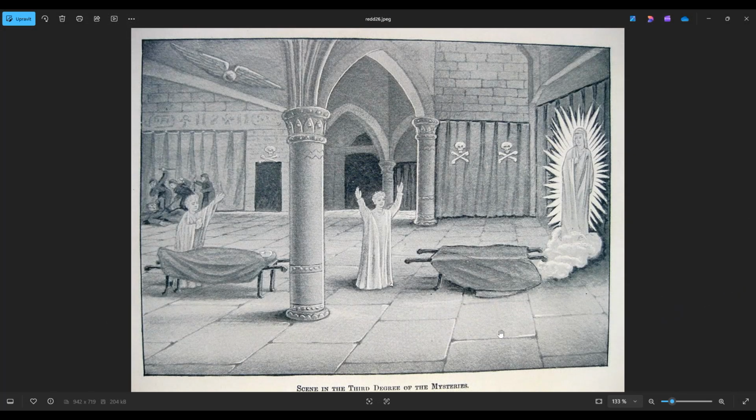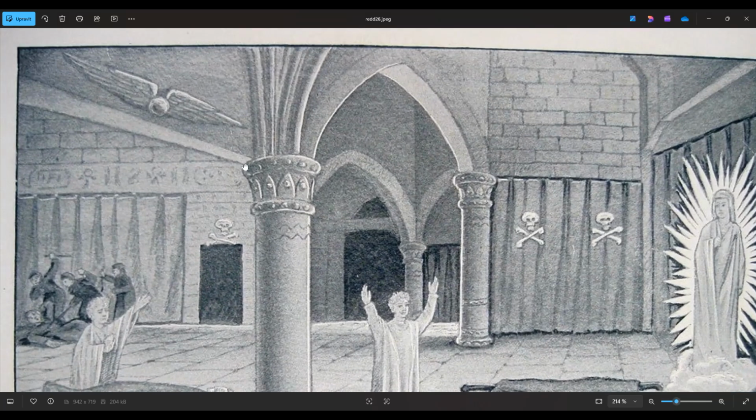Look closely at this Freemason illustration. There is a stretcher with the deceased, and on the right, the soul is departing as a glowing cloud. In the upper left corner is the Sumerian symbol of a winged orb. That's a human orb.